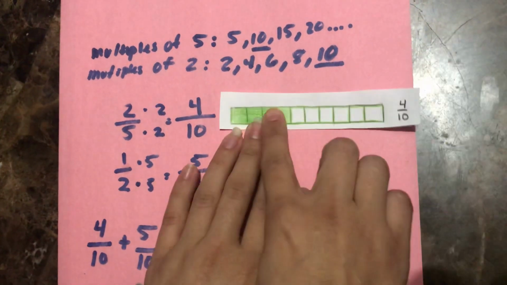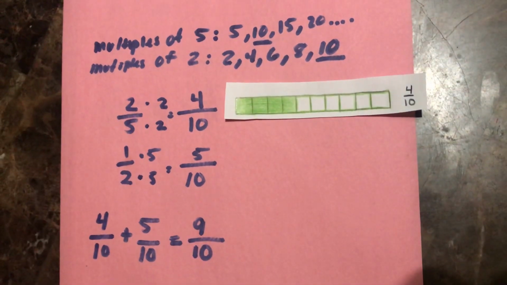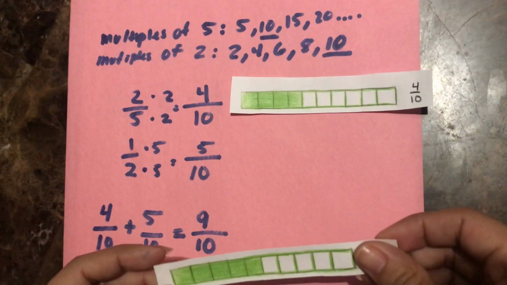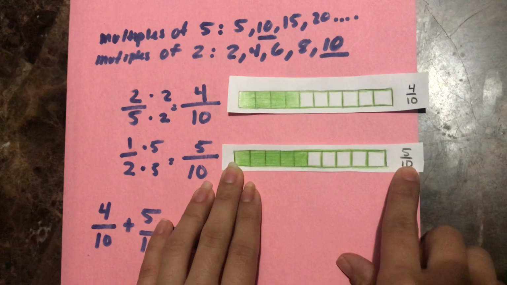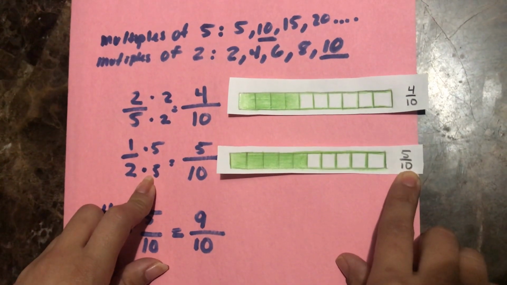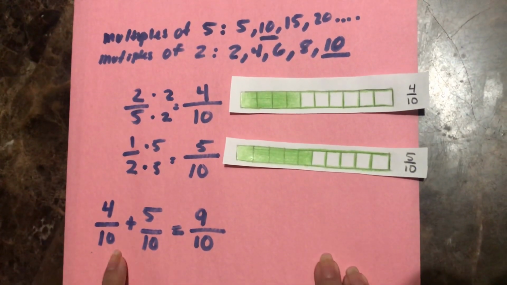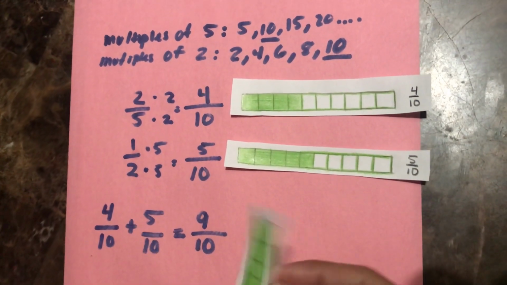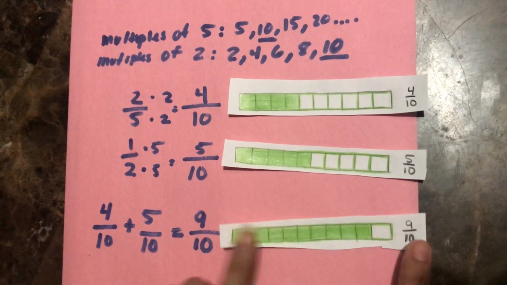So here is a visual of the 4 over 10 after we multiplied it by 2 when we found the least common multiple. And then this is the visual for 5 over 10 after we found the least common multiple, which was 5 over 10. And then our result after we added 4 over 10 plus 5 over 10 equals 9 over 10. And here is a visual.